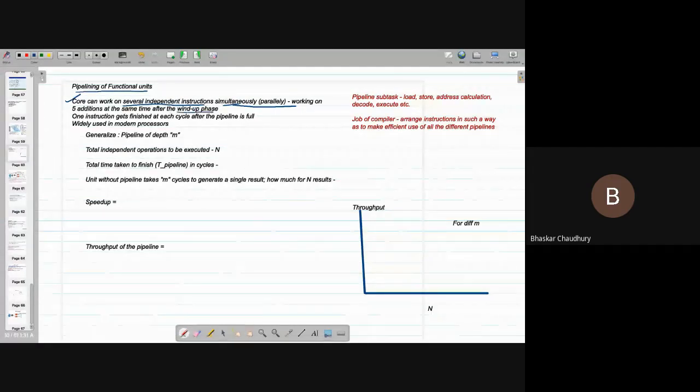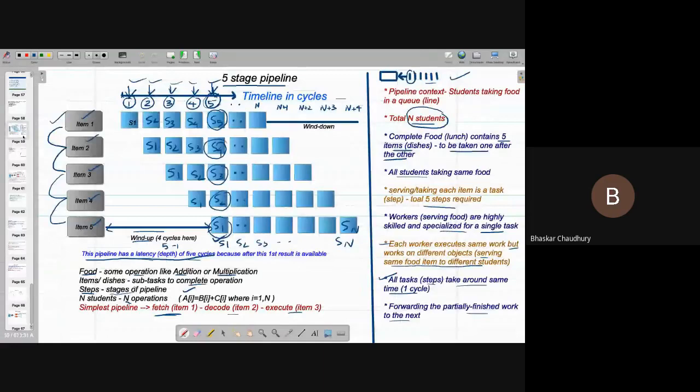So what is actually happening is that the 5 additions are being done in the background after the wind up phase is over. Once the wind up phase is over, once the first instruction gets finished, at each cycle after the pipeline is full, so once you have made sure that your complete pipeline is full, which happens after this fifth cycle, you start getting one instruction every cycle, and that's very important.